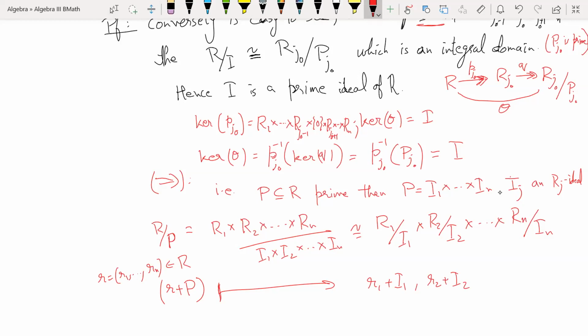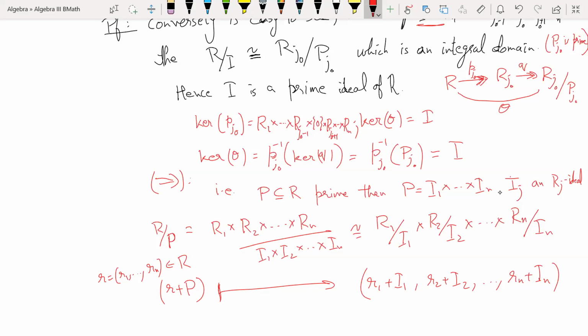It's the same way as we did there. So if you want to use this method, what you'll have to do is give a map from R to this by sending an n-tuple to this thing, and then look at its kernel. This is first of all going to be a surjective map, and the kernel you can check is going to be I1 cross I2 cross In. Okay. That means the kernel is going to be P. And so the induced map will be R plus P goes to this thing.